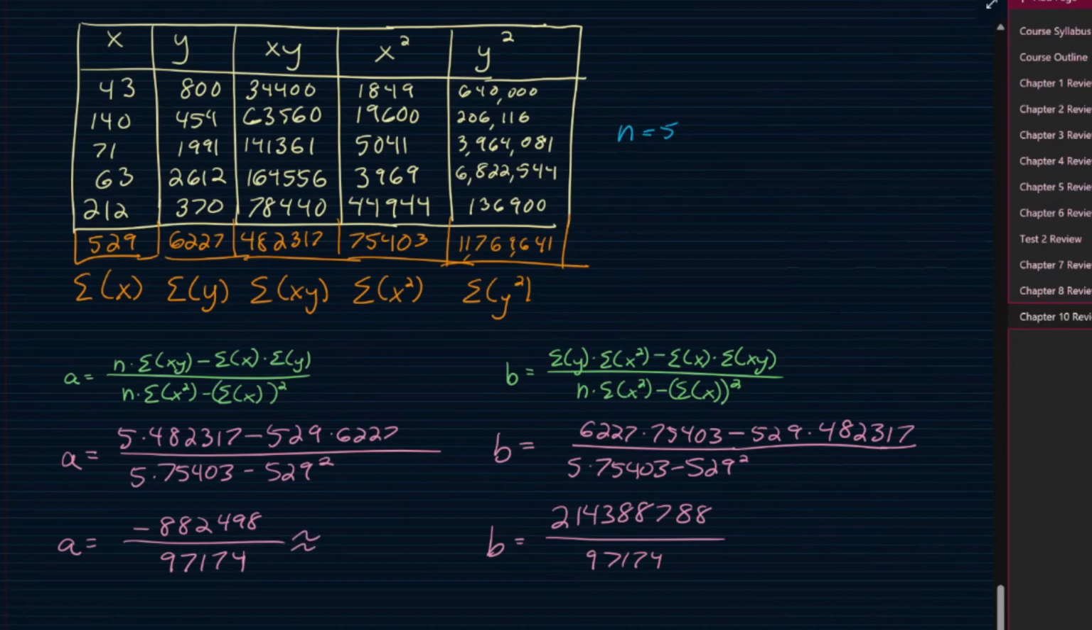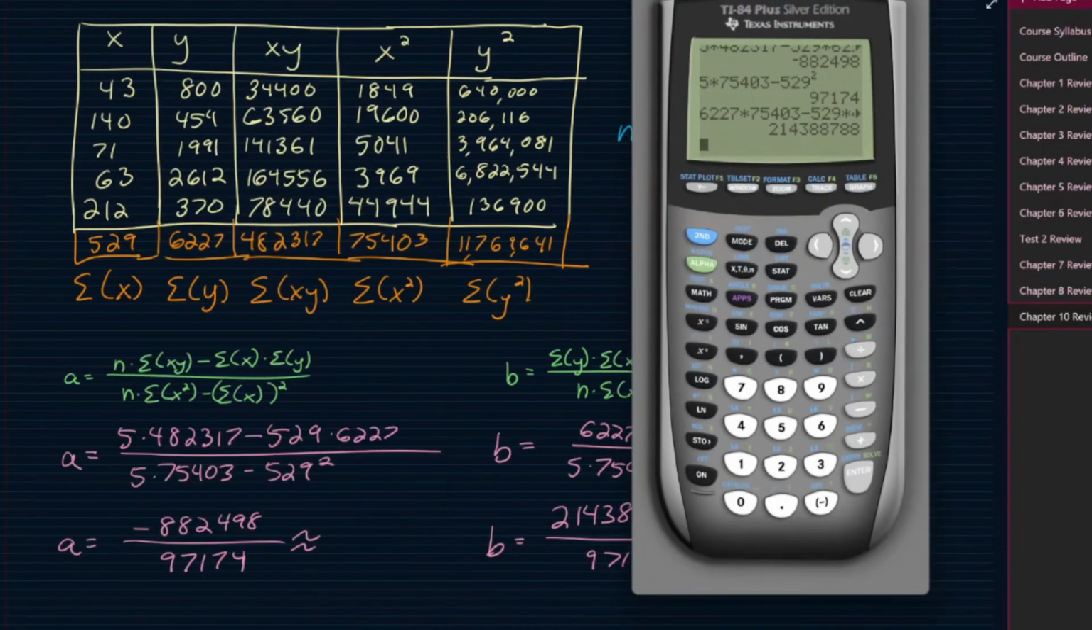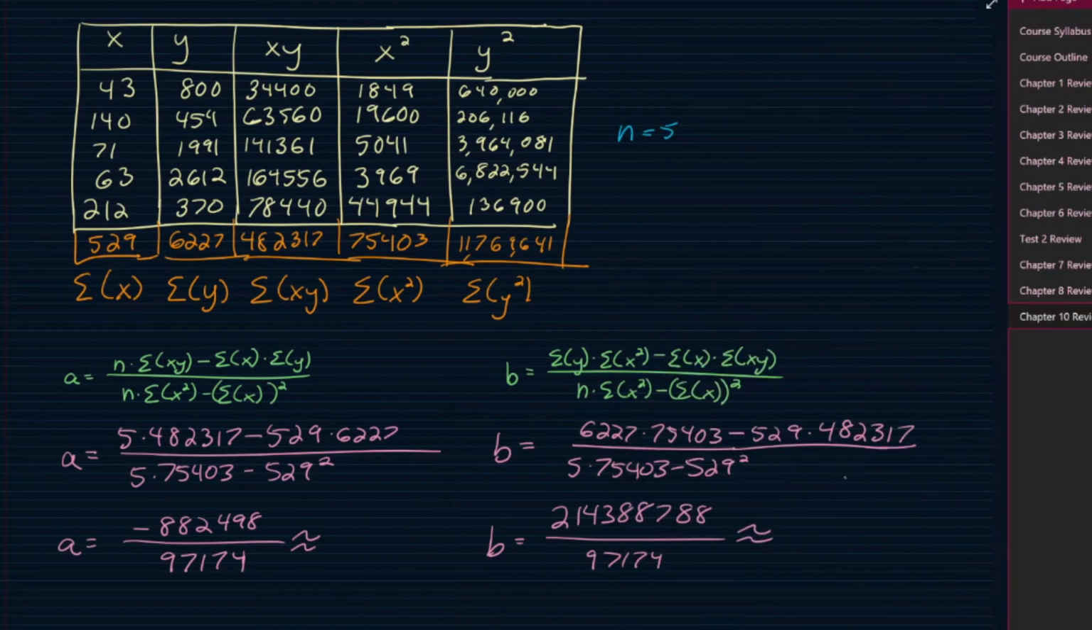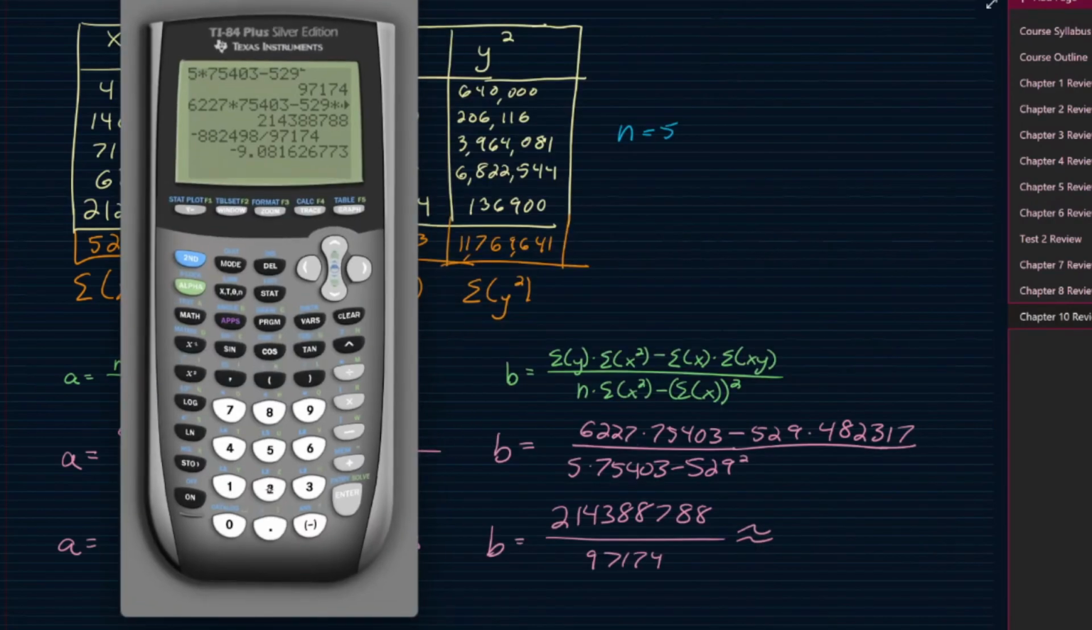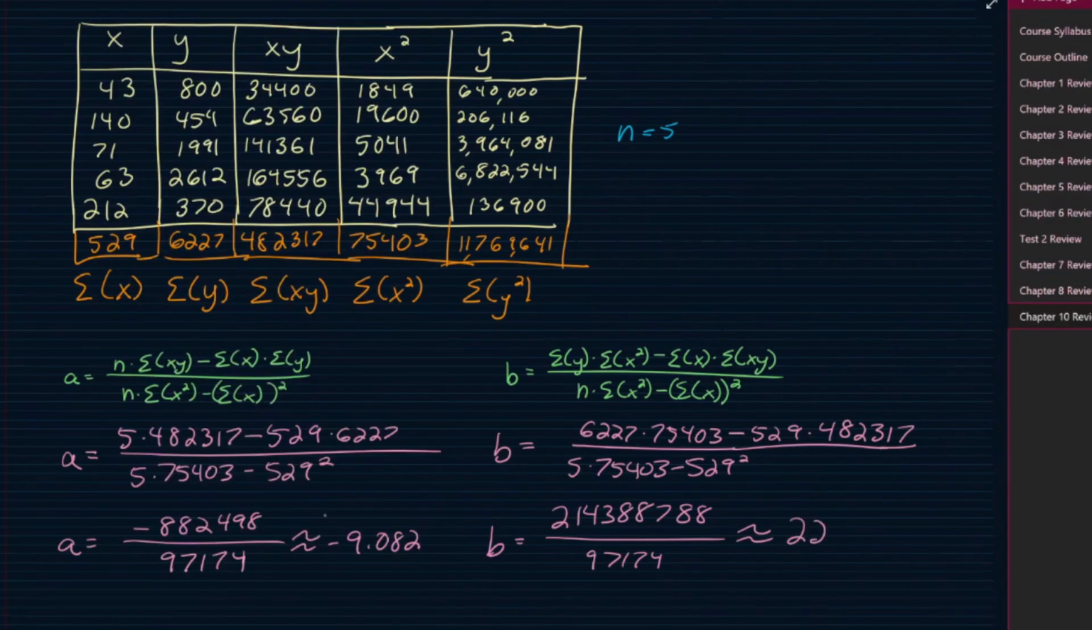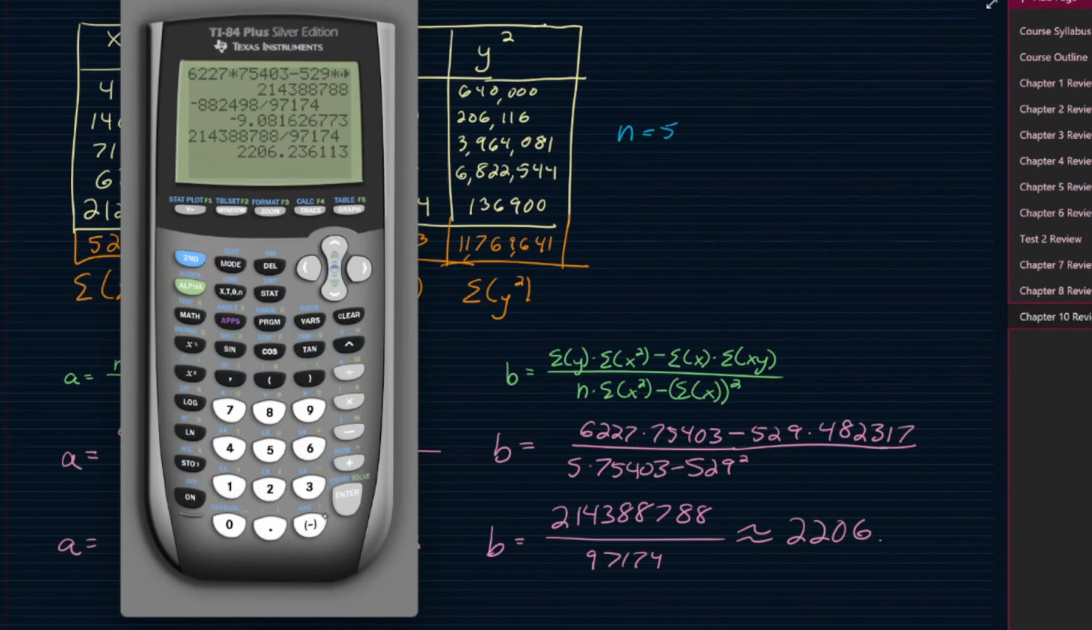So let me approximate these values to 2 or 3 decimals. Negative 882498 divided by 97174 is approximately negative 9.082. And the b value, 214,388,788 divided by 97174, is approximately 2206.236.